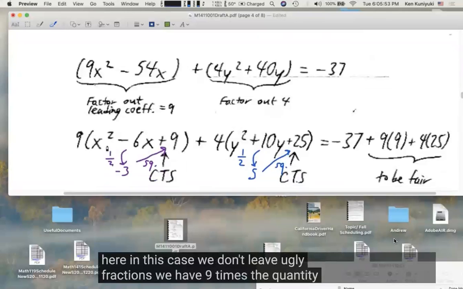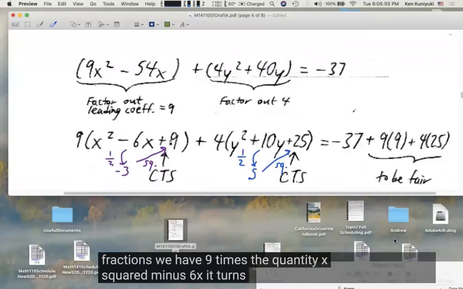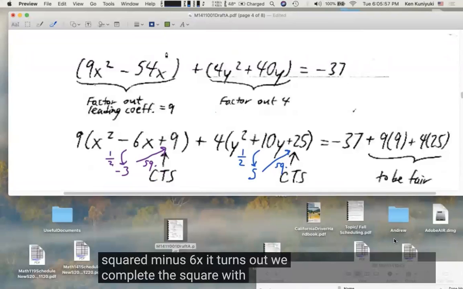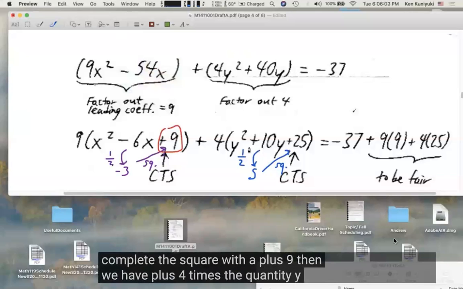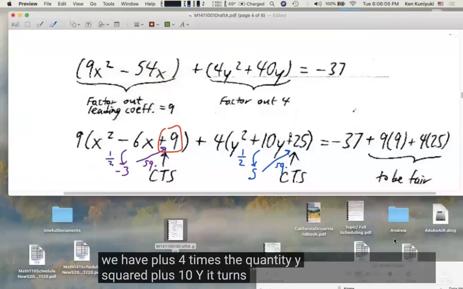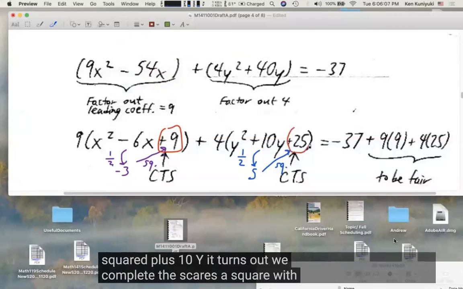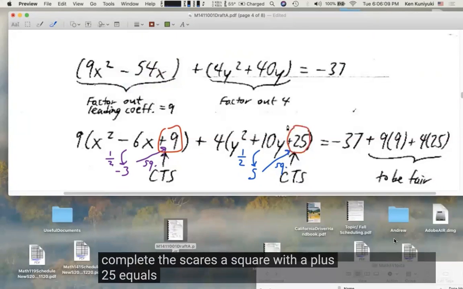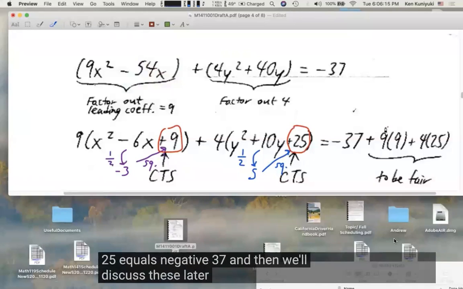We have 9 times the quantity, x squared minus 6x. It turns out we complete the square with a plus 9. Then we have plus 4 times the quantity, y squared plus 10y. It turns out we complete the square with a plus 25. Equals negative 37. And then we'll discuss these later on.